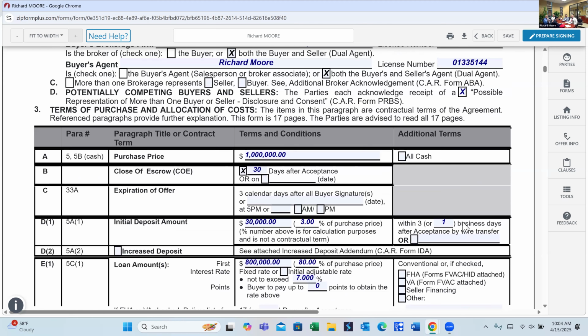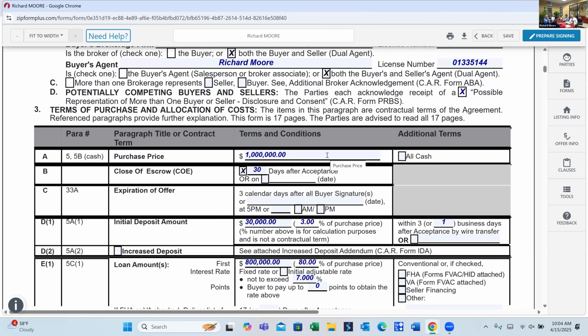So with the purchase contract, section 3A, simply the purchase price, putting in $1 million. Now, if we were to check all cash under additional terms, there is no loan contingency. You don't have to waive the loan contingency. If you look at the detail below us here, it already defines that as if there is no loan contingency. But we're going to remove that at this point in time. So we're saying it's not an all cash offer.